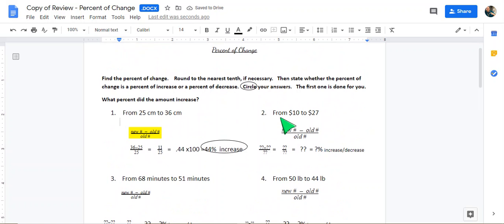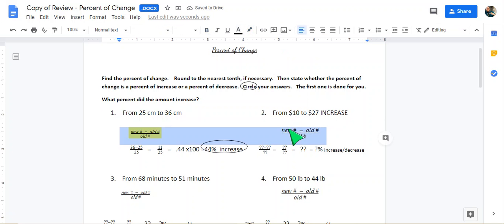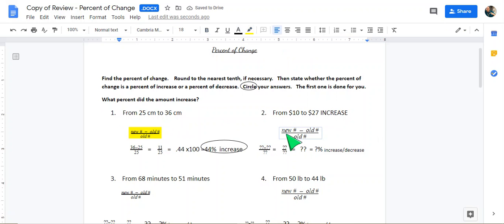All right, let's try this one. From $10 to $27, okay? I already know this is an increase. It goes up. But now I need to figure out the percent. So you need to kind of memorize this, okay? You do the new number minus the old number divided by the old number, okay?